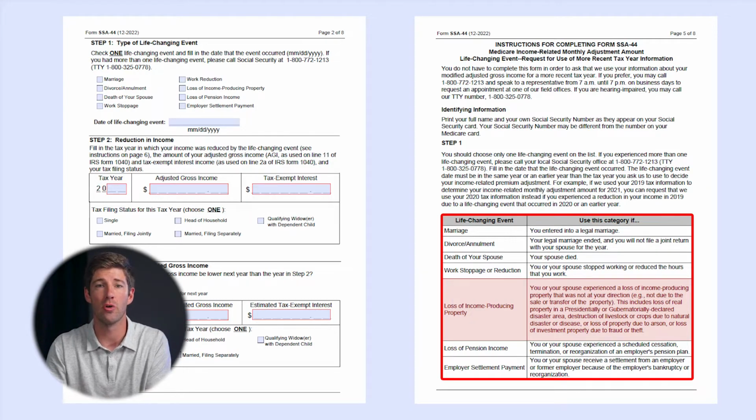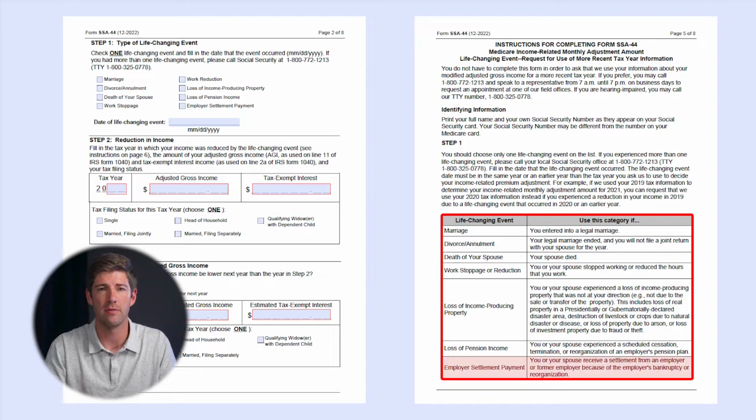A presidentially or gubernatorially declared disaster area, destruction of livestock because of a natural disaster or disease, loss of property due to arson, or loss of investment due to fraud or theft. Okay, 2 more reasons left. Loss of pension income. This would be if you or your spouse's employer pension plan changed or went away. And finally, an employer settlement payment.